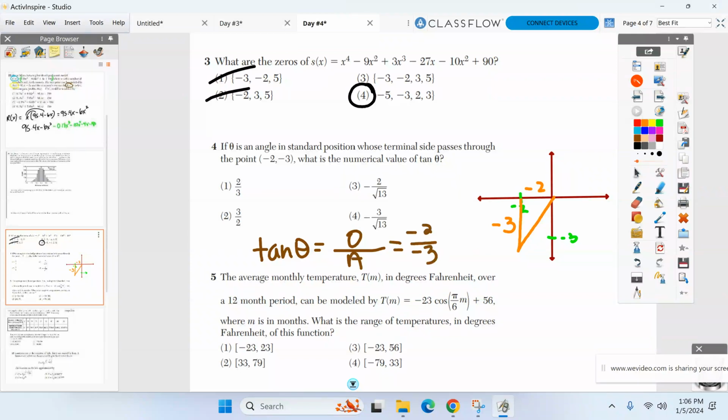I don't see that. Well, they're both negative. Yeah, you're darn right. So let's use your head, right? 2/3.